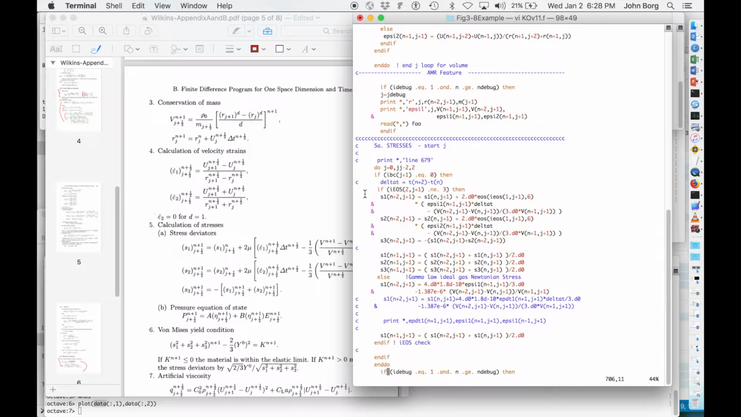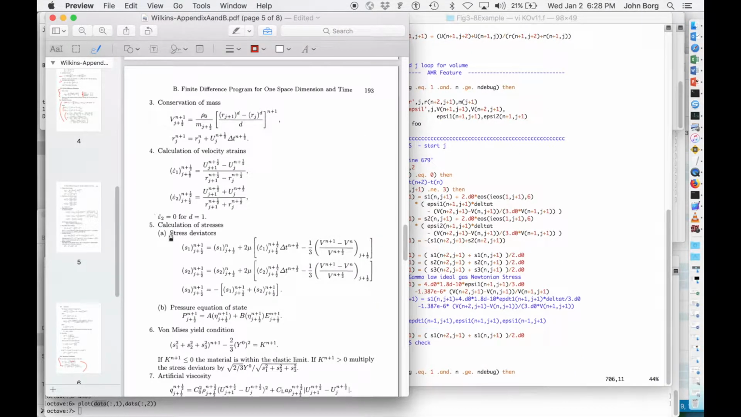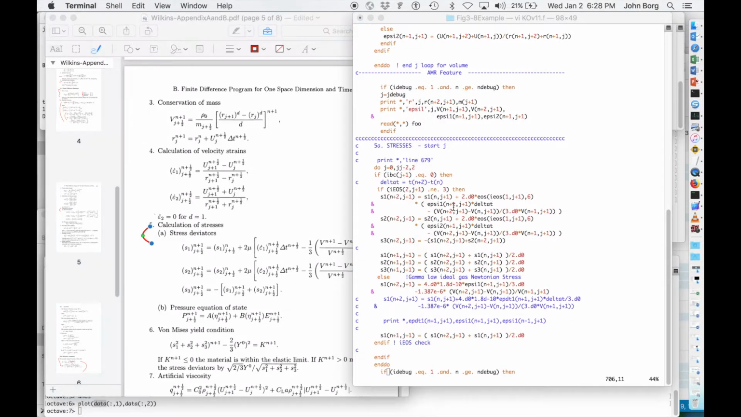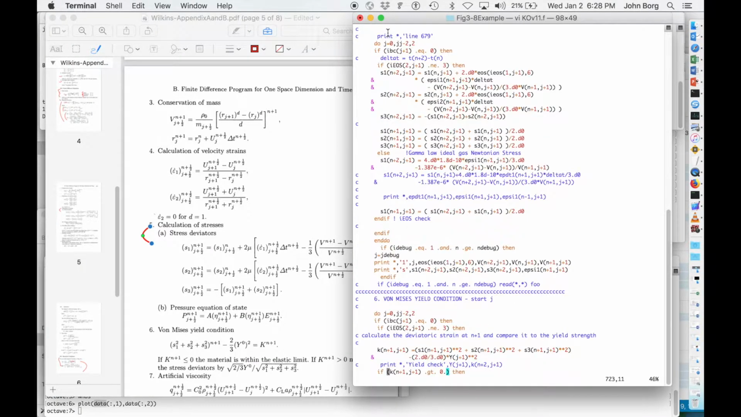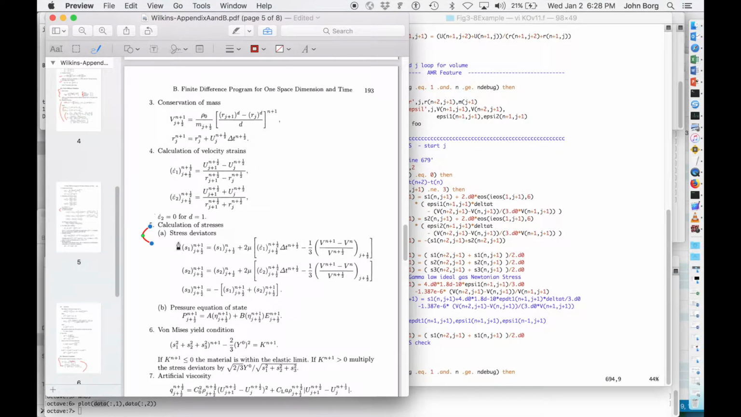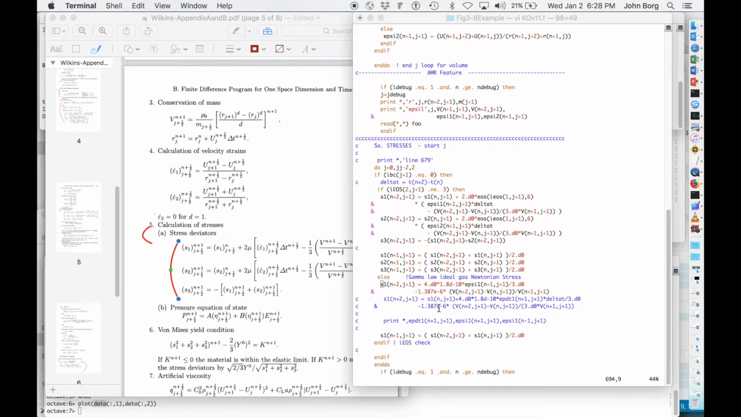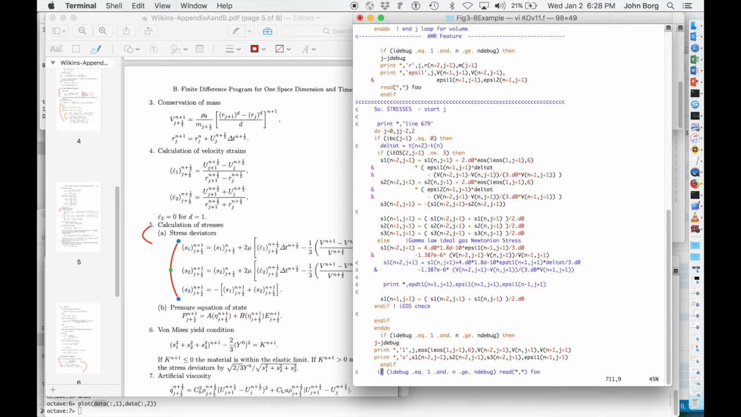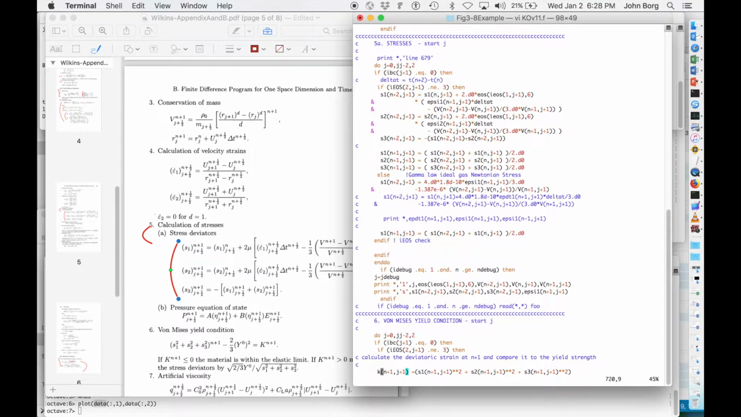Now here's the stresses. Calculating first the stress deviator, section 5. So it's kind of labeled here in some reasonable way so you can see that this is section 5A. Calculates all of the deviatoric strains, S1, S2, and S3, and then it calculates the averages just to fill in the staggered mesh. If it's a gamma law ideal gas, then it can't sustain strain, the deviatoric strain, so it calculates them a little differently.